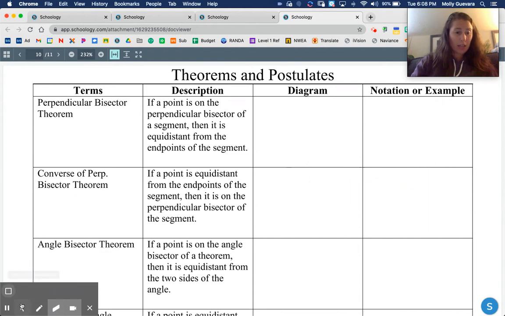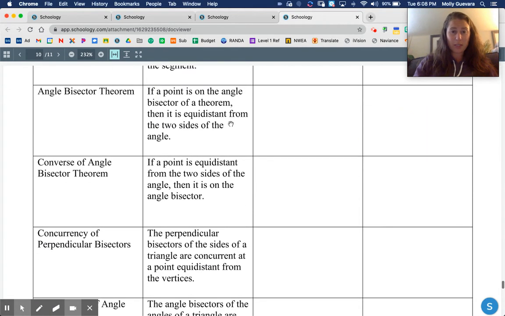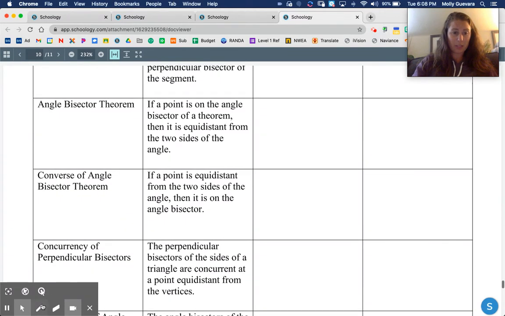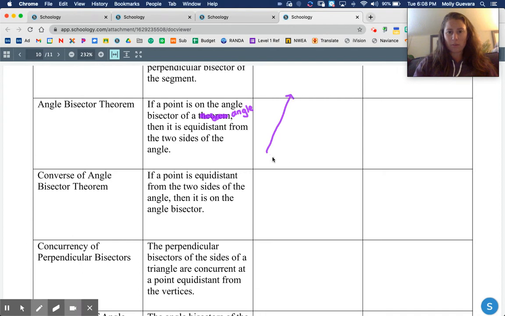Now we're going to look at the next two, which is the angle bisector and the converse of the angle bisector. Very, very similar idea here. This just says, and this is a typo, if a point is on the angle bisector of an angle, this should say angle, sorry, then it is equidistant from the two sides of the angle. So, you can draw it much better by hand in person, not on here. So, if I have, I'm going to call this D.